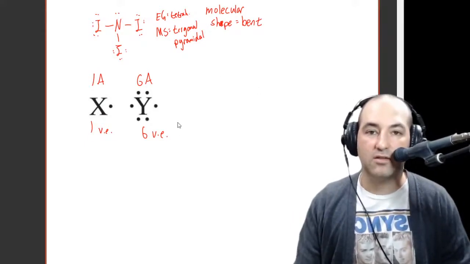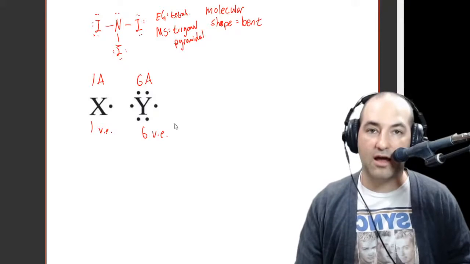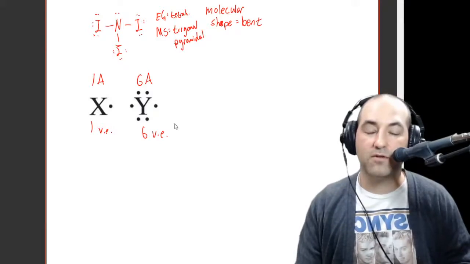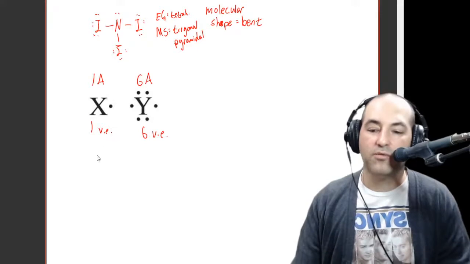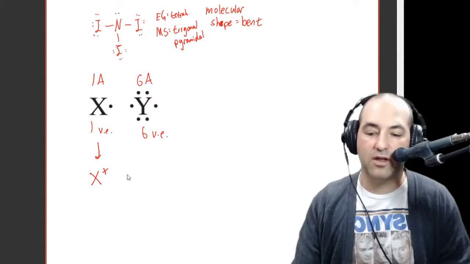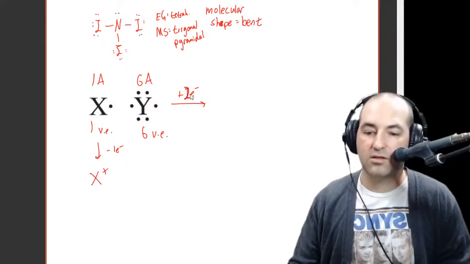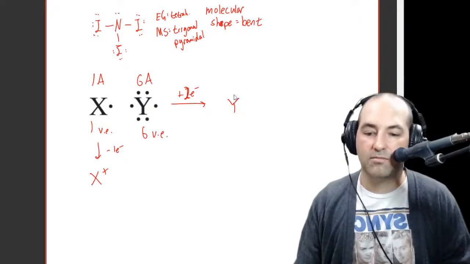In terms of which ions are formed, ions can be formed by either gaining or losing electrons. The more common ions are for the fewer number being lost or gained. So we would expect an atom with one electron to lose that electron and become X plus. And we would expect an atom with six electrons to gain two electrons. So this would be minus an electron, and this would be plus two electrons. To gain two electrons and have a full octet, now that becomes 2 minus.